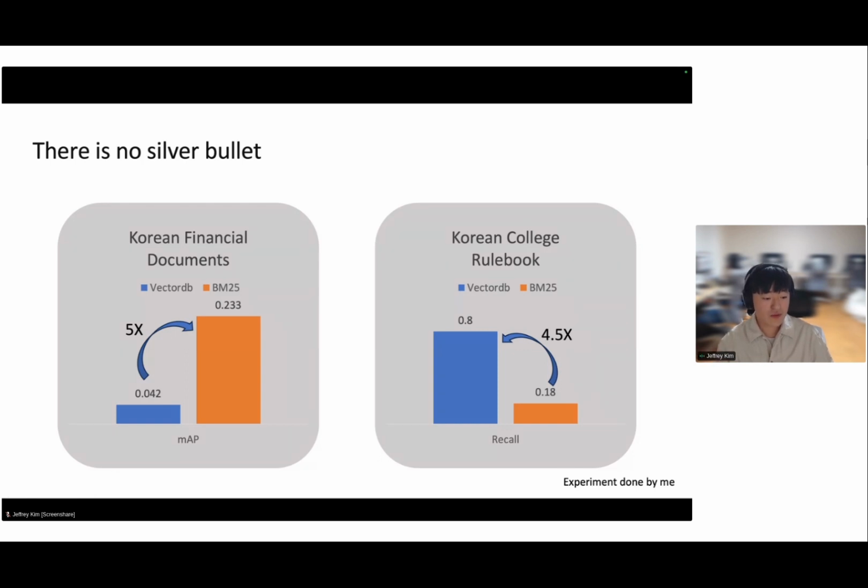This is really different. So the best component for RAG depends on your documents. In Korean finance documents, BM25 is great, but in the Korean college rulebook, its performance was awful.